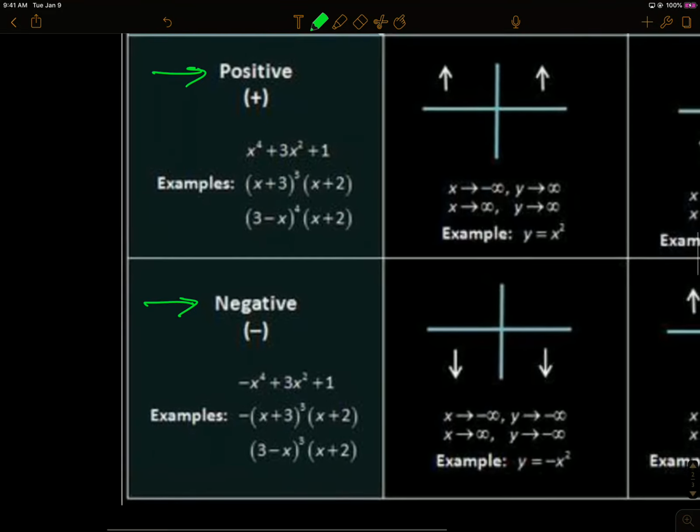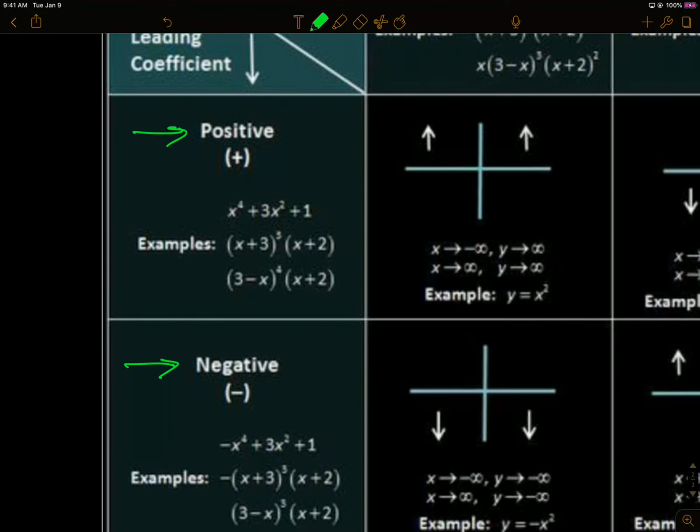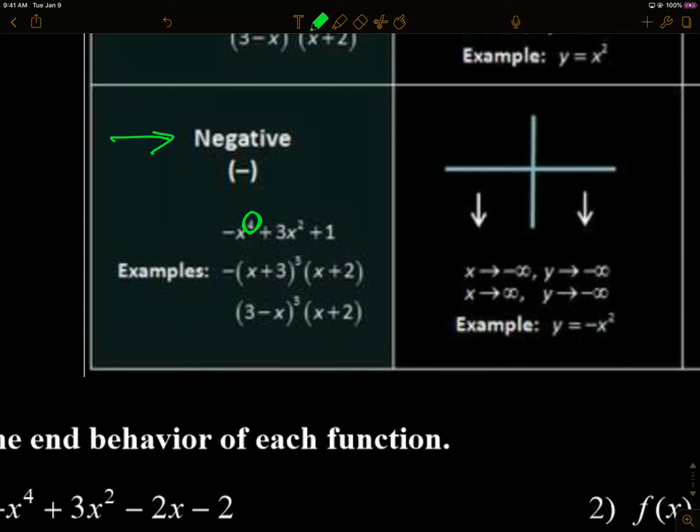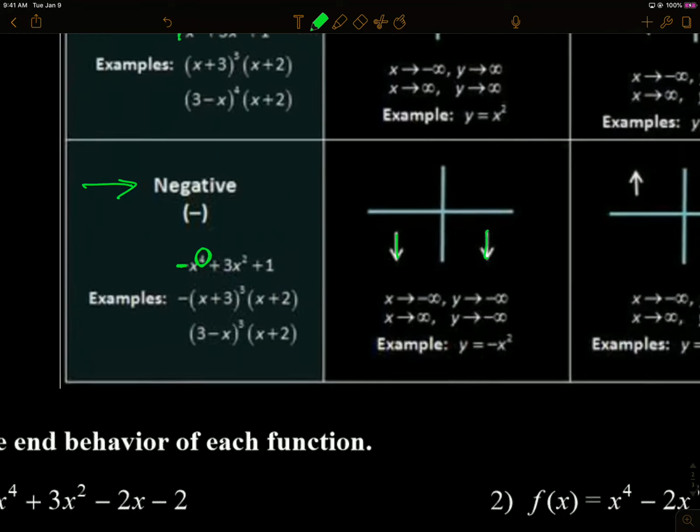So a positive leading coefficient, that means the number in front of the highest power of x. So here that's like a 1. Since that's positive, we know that it's going to be up on both sides because the coefficient is positive and the degree is even. So even degree means they're both the same. Positive coefficient means they're both up. Notice the even degree here means they're both the same, but a negative coefficient means they're both downward.